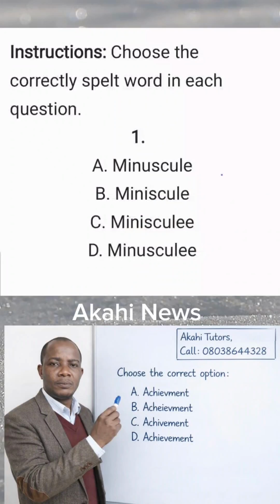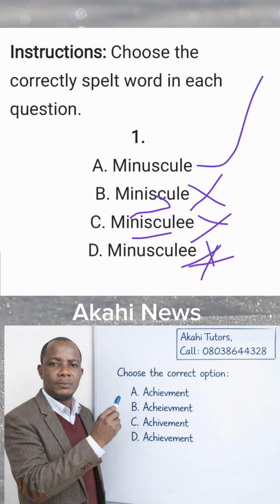Question 1. What is the correct spelling of the word minuscule? Most of us go for option B, which is wrong. Minuscule does not have I after N. Consequently, this B is also not correct, and it also does not have double E after the L. So option A is correct, minuscule.